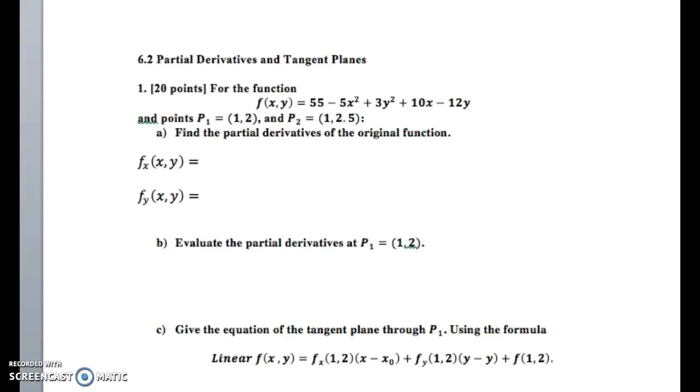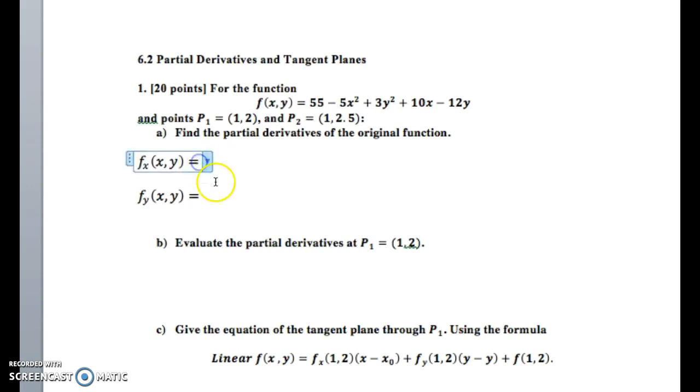This is from one of the handouts about partial derivatives and tangent planes. So we are looking here at a function that is given by 55 minus 5x squared plus 3y squared plus 10x minus 12y. One of the first things would be to find the partial derivatives.